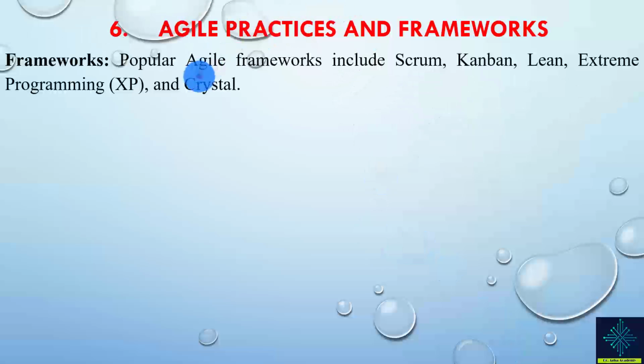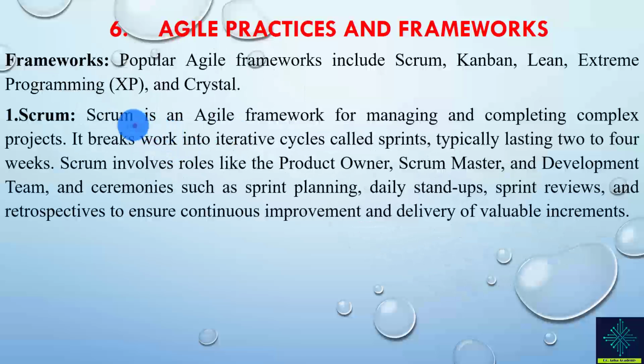Then we go into the frameworks, which we mentioned before, that actually started in the 1990s. These frameworks are the basis for Agile. So this is a list of the frameworks: Scrum, Kanban, Lean, Extreme Programming, and Crystal. Let's go into them one by one. Actually, Scrum, Lean, and Kanban are the most important.